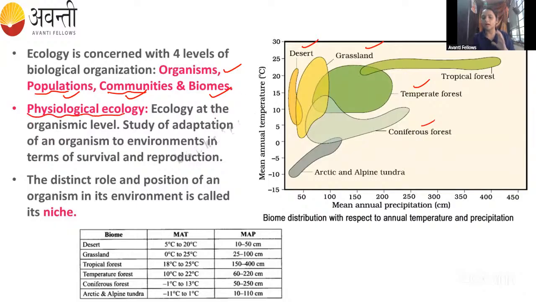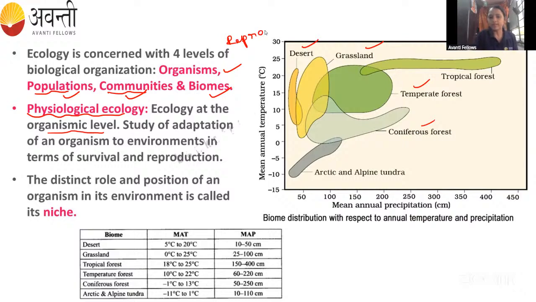Then coming to physiological ecology. Mainly in physiological ecology, what we are going to study is the organism level. At the organism level, we are going to study how the organism adapts to the environment, how it survives, and how it reproduces. For example, if any organism adapted successfully to any surrounding, any environment, it should survive and should reproduce also.